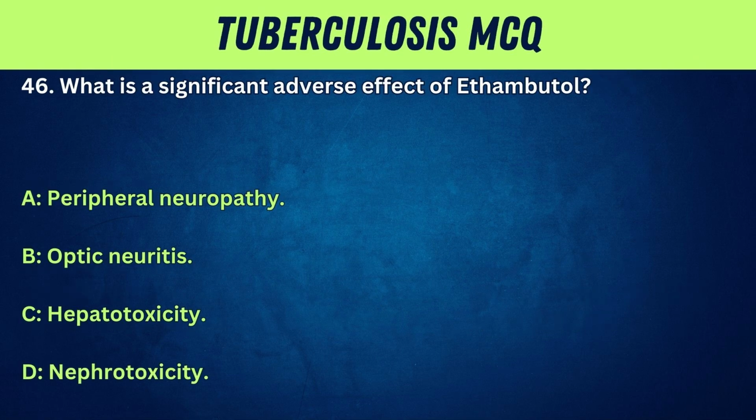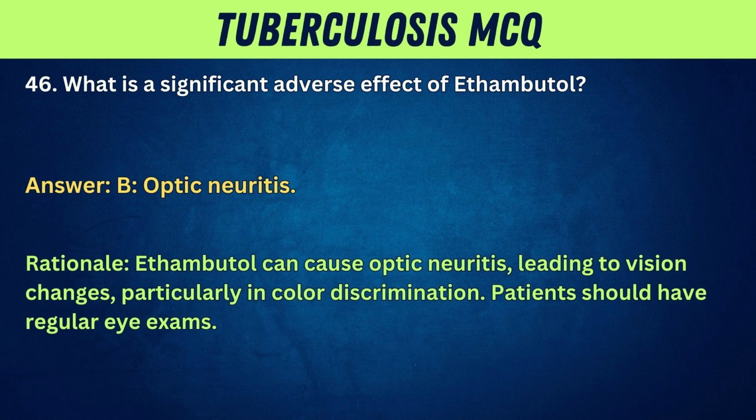46. What is a significant adverse effect of ethambutol? A. Peripheral neuropathy. B. Optic neuritis. C. Hepatotoxicity. D. Nephrotoxicity. Answer: B. Optic neuritis. Rationale: ethambutol can cause optic neuritis, leading to vision changes, particularly in color discrimination. Patients should have regular eye exams.